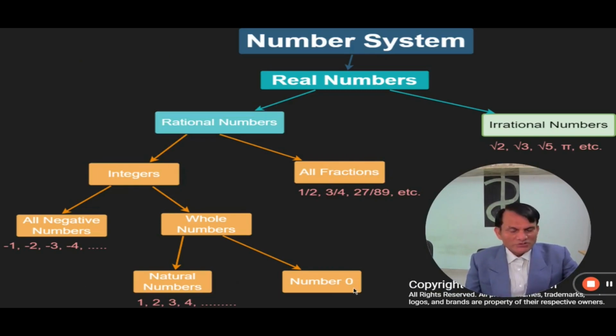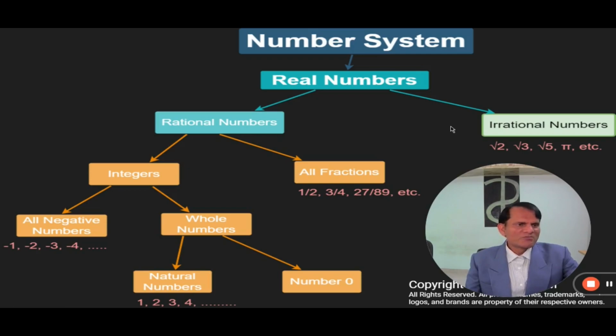When we add number 0 to natural numbers, we get whole numbers. And when we add all the negative numbers like -1, -2, -3, -4, we get integers. So that's all. All natural numbers 1, 2, 3, 4, add number 0, that becomes whole numbers, then add all negative numbers, that becomes integers. And what are fractions like 1 by 2, 3 by 4, 27 by 89? They are all fractions. When we add fractions to integers, we get rational numbers.